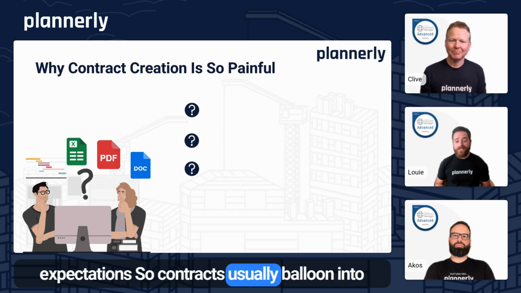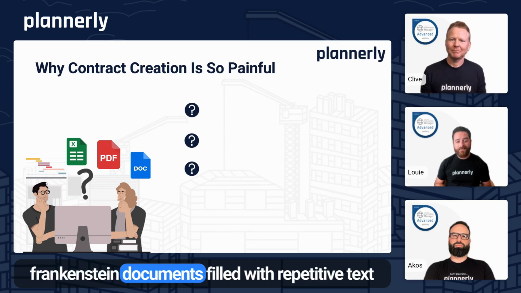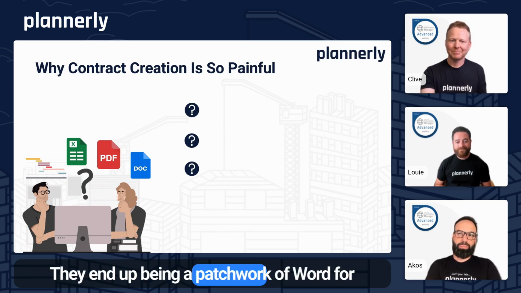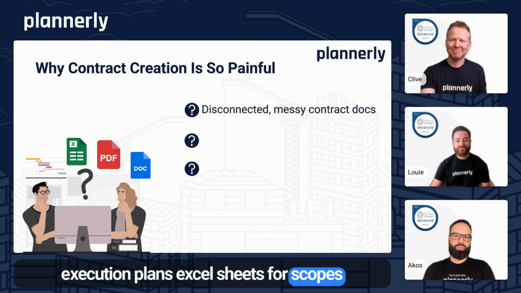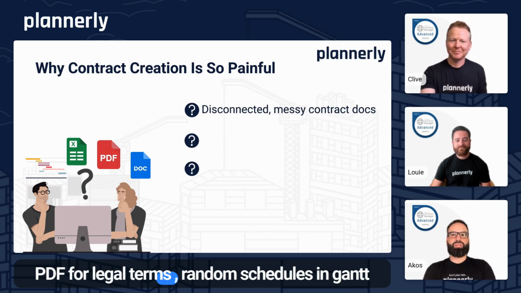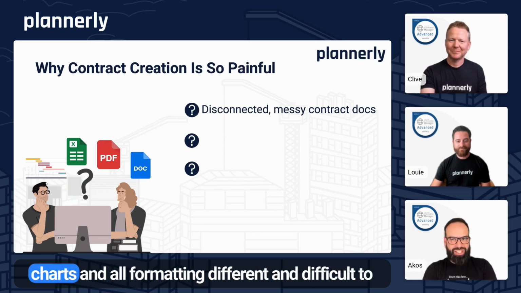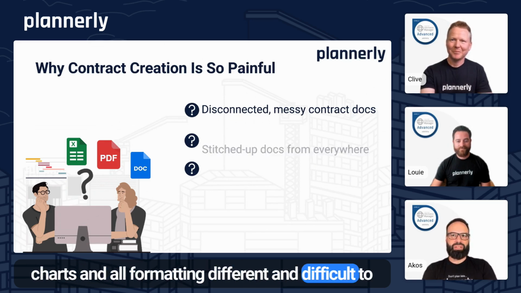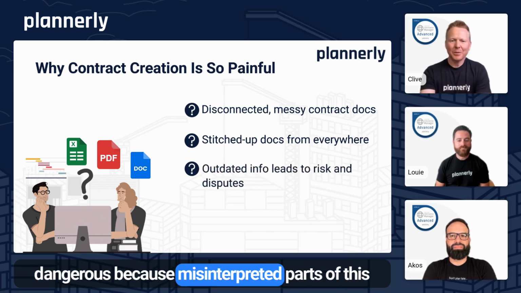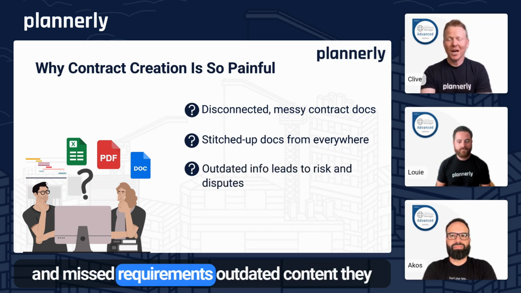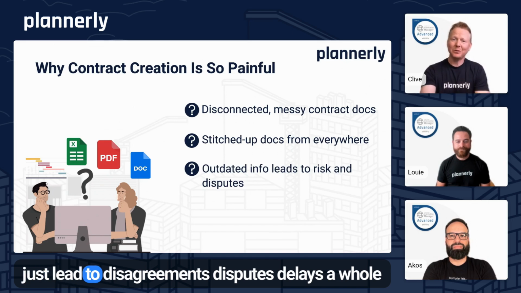So contracts usually balloon into Frankenstein documents filled with repetitive text and outdated content. They end up being a patchwork of Word files for execution plans, Excel sheets for scopes, PDFs for legal terms, random schedules in Gantt charts, and all formatting different and difficult to align. Yeah, it's not just inefficient, it's kind of dangerous, because misinterpreted parts of this, missed requirements and outdated content just lead to disagreements, disputes, delays, a whole bunch of problems.